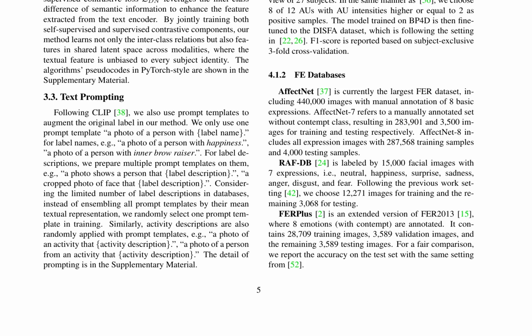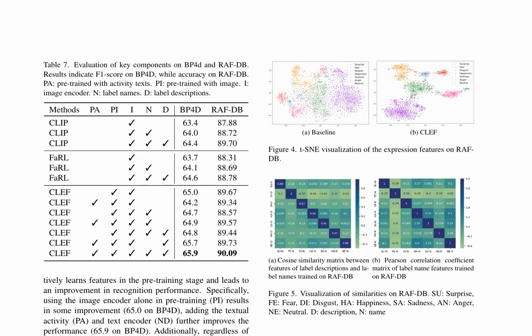The evaluation metric for action unit recognition, AUR, is the averaged F1 score over all AUs, and for facial emotion recognition, FER, it is accuracy. CLEF achieves the best performance on BP4D and DISFA datasets, with an F1 score of 65.9 and 64.8, respectively. The method also outperforms state-of-the-art works on AffectNet, RAF-DB, and FERPlus datasets.